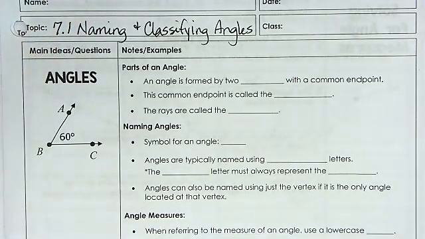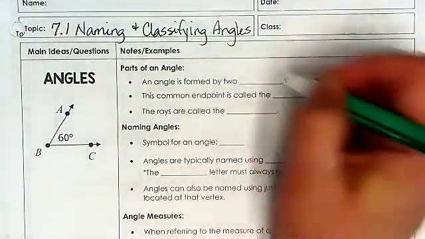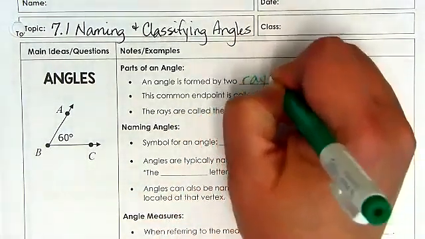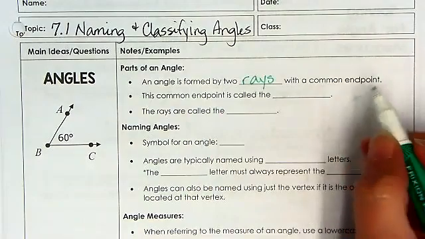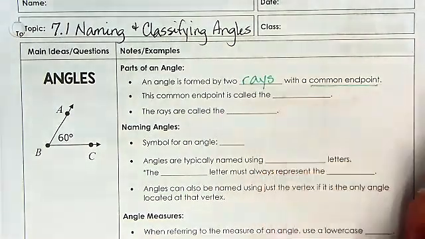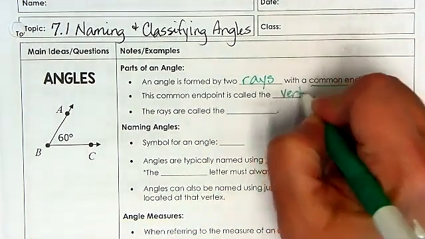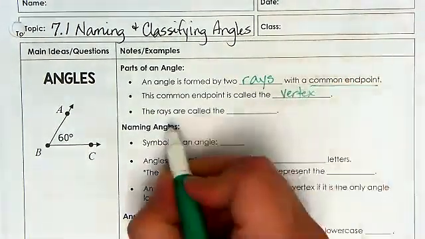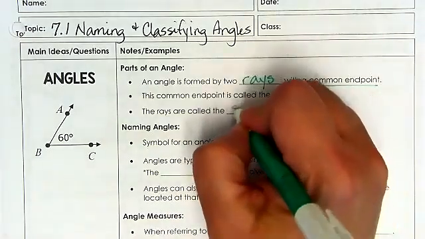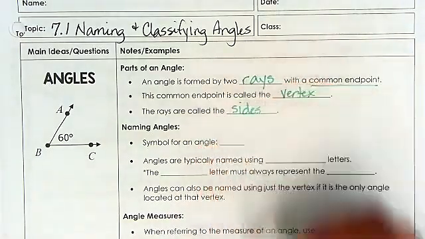Hello guys, today we're starting with some stuff from unit 7, which is more of a geometry unit, and we're going to start with naming and classifying angles. Okay, so we have parts of an angle. An angle is formed by two rays with a common endpoint. This common endpoint is called the vertex. The rays are called the sides of the angle.